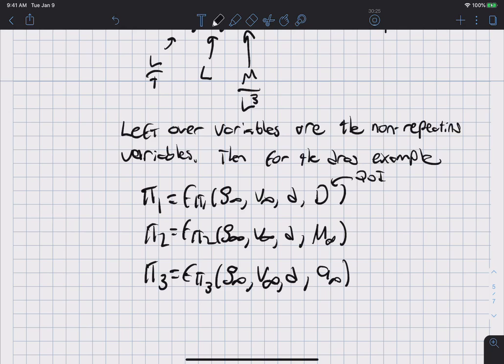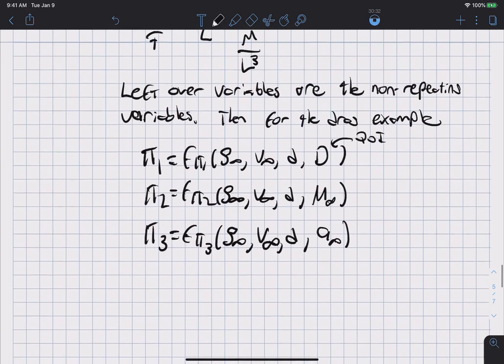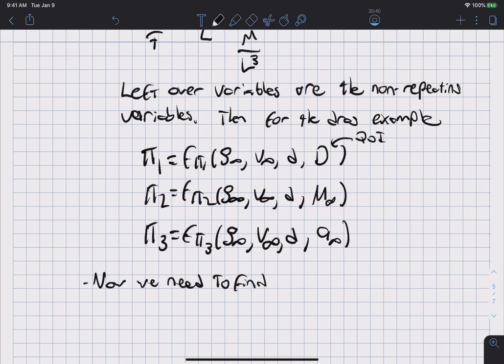Okay. So now we need to find these pi variables. And I will do that in the next video.